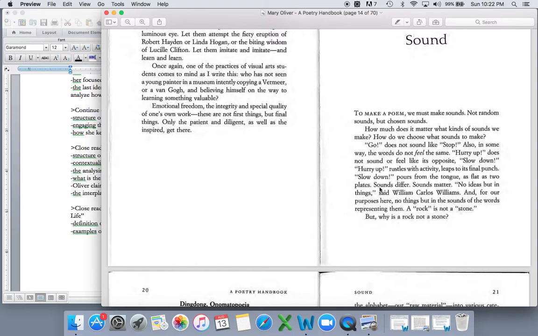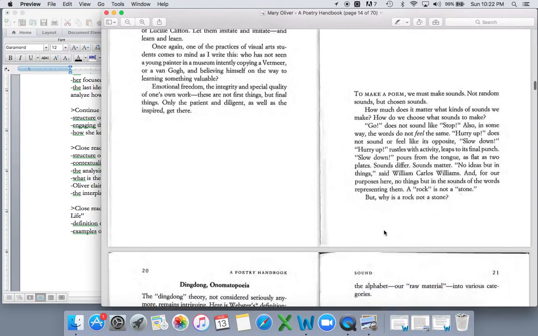She first gives us some overview ideas. These technically are examples from the very beginning, but they're kind of just to set the stage, to get us interested in the difference between slow down and hurry up, to get us interested in the difference between go and stop. And then she quotes, of course, William Carlos Williams, and this is almost a way to just transition into sound. And then she asks another question, but why is a rock not a stone?